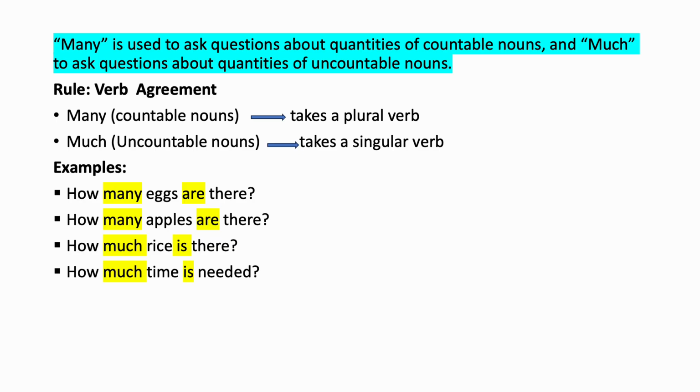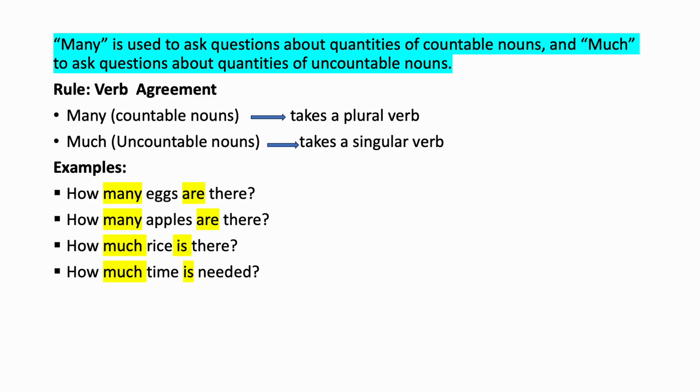Let's look at some examples. How many eggs are there? Eggs can be counted and we can count 1 egg, 2 eggs, 3 eggs, 4 eggs. So we use many and the verb are.